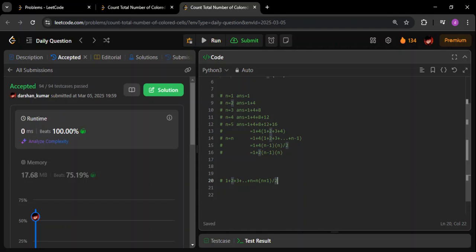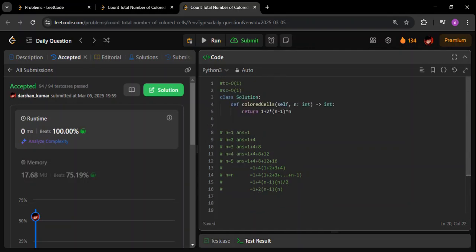Initially I thought it will be n into n minus 1 by 2. Then I checked it for n equal to 3. I did the sum and checked whether it's coming correct or not, and then I realized it will be n into n plus 1 by 2. So like that you can do and get the formula. So that is my hint. That is all I can tell you for this question.